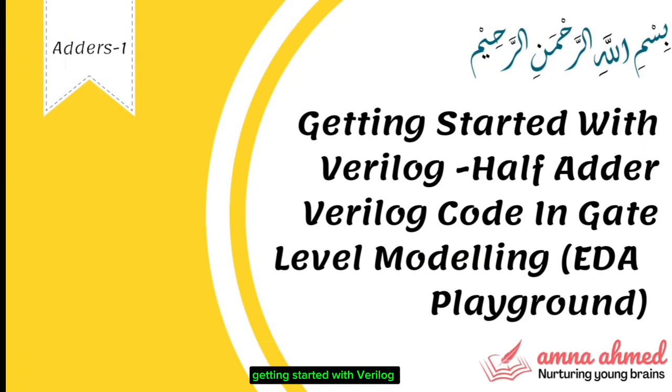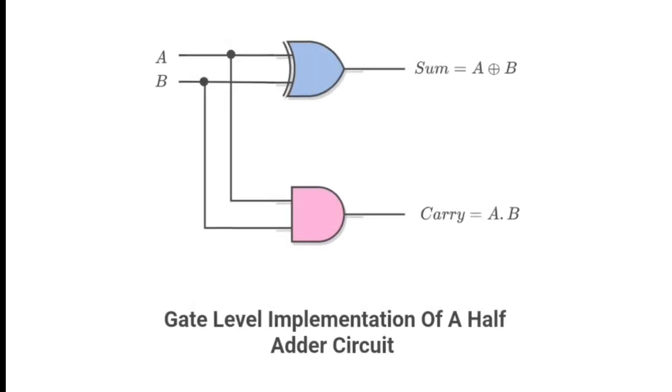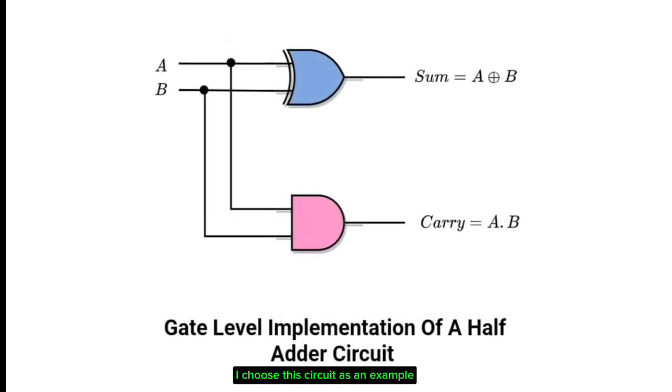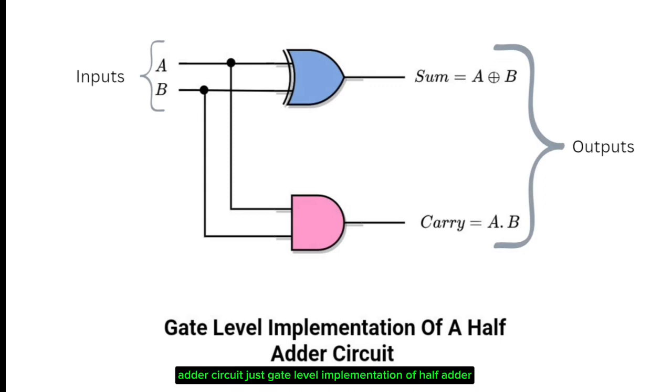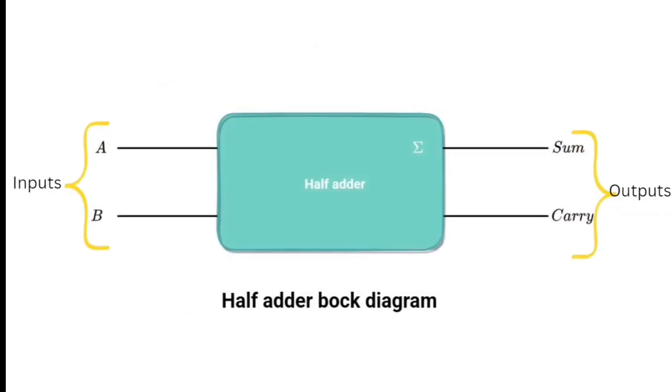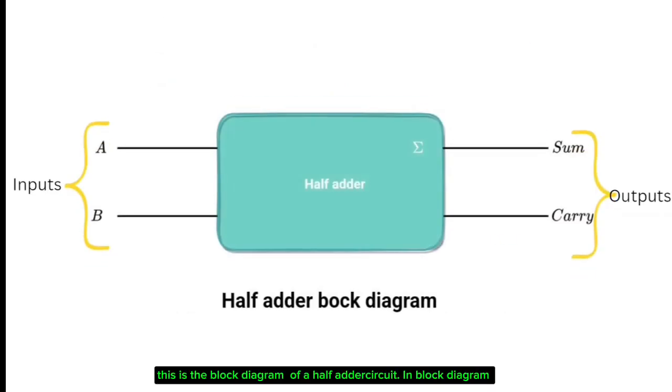Bismillahirrahmanirrahim. Getting started with Verilog, I choose this circuit as an example. This is a half-adder circuit. This is the gate level implementation of a half-adder. Inputs and outputs are shown. This is the block diagram of a half-adder.